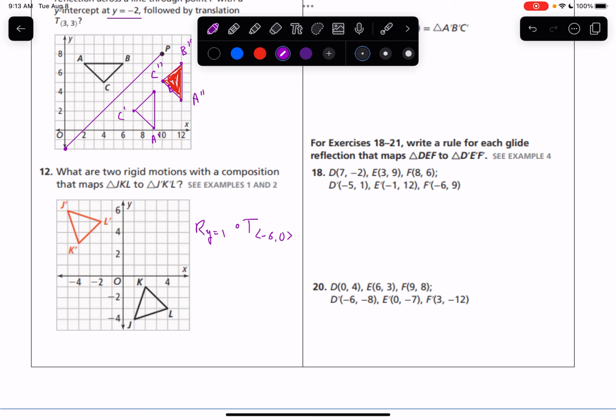There are other answers possible here. Let me say that. Other answers possible. There are lots of different ways that we could do this. That's just one possible way.